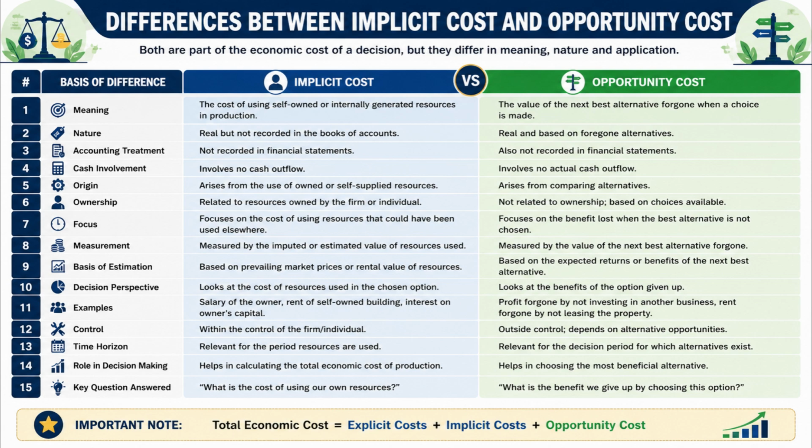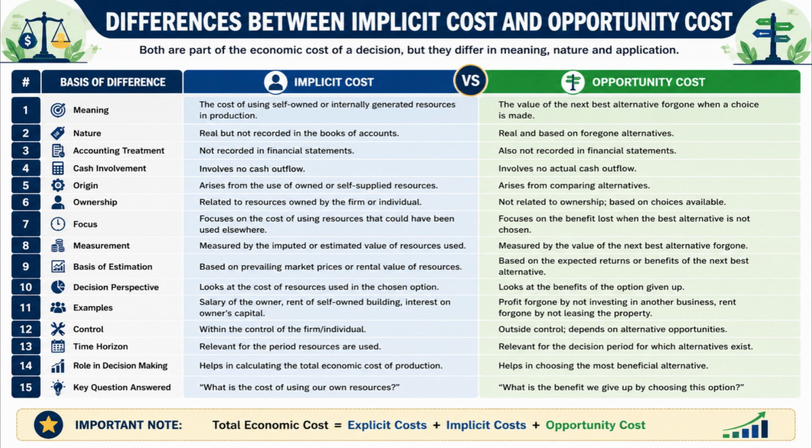In this video, we will discuss the differences between implicit cost and opportunity cost. Both concepts are important in economics and business decision-making because they help organizations understand the true cost of using resources and making choices. Although these terms are closely related, they differ in meaning, measurement, and application. Let's explore the major differences between them.